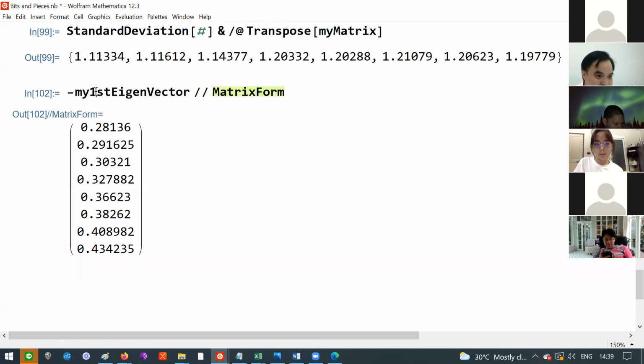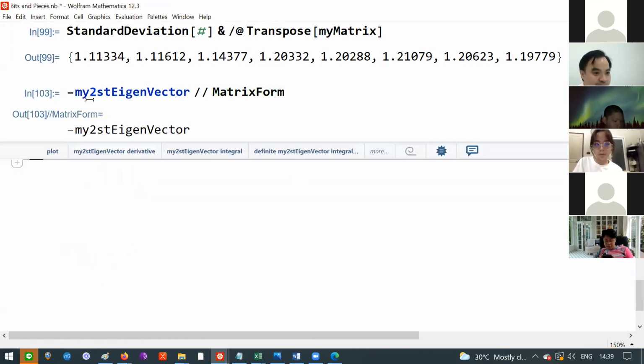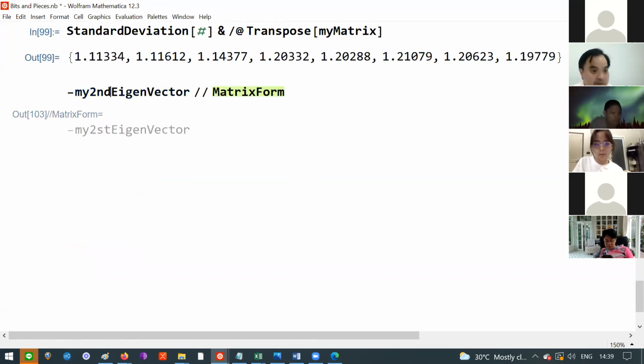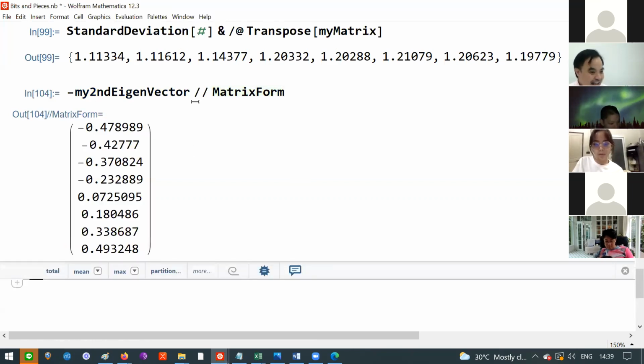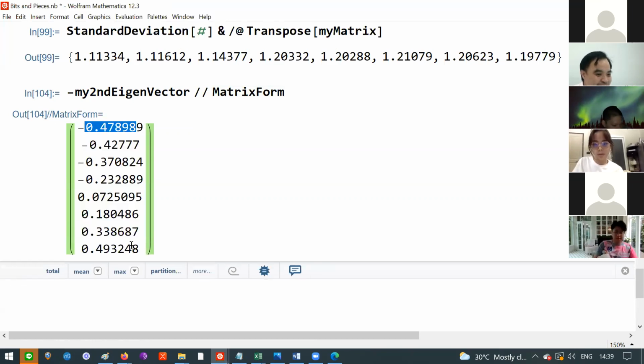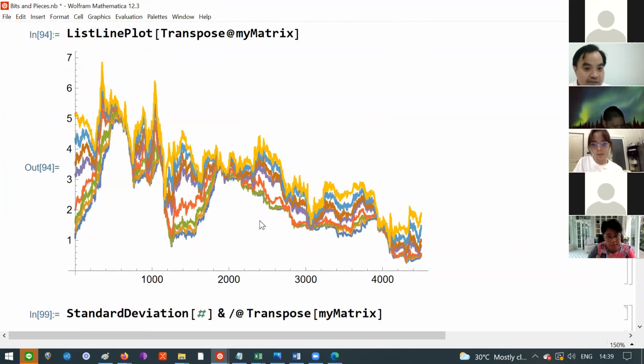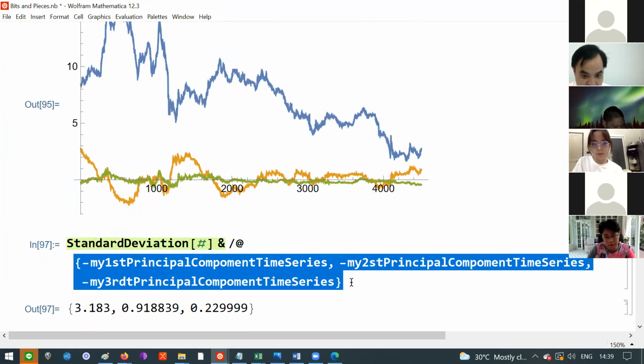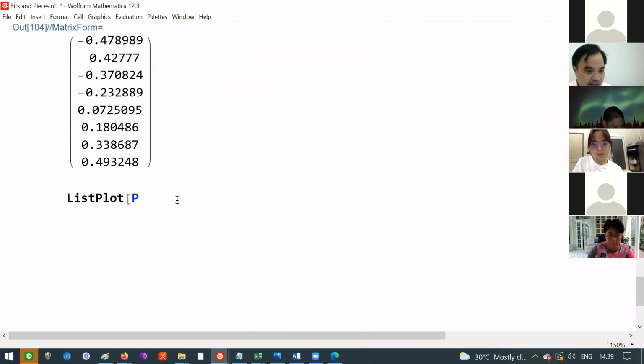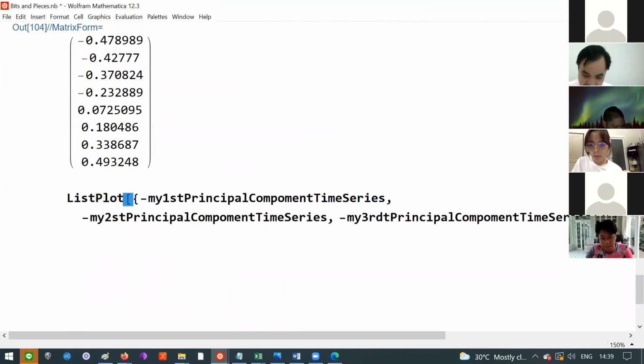If I'm going to take the second, it has a different shape. It's sort of like looking at subtraction of the beginning and addition of the end, right? So let's do this. Let's list plot them together. List plot my first, my second, my third. Just ignore the minus sign. I can tell you later why.